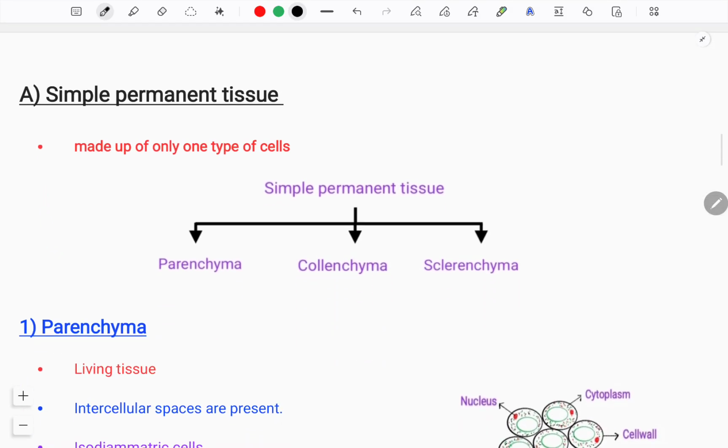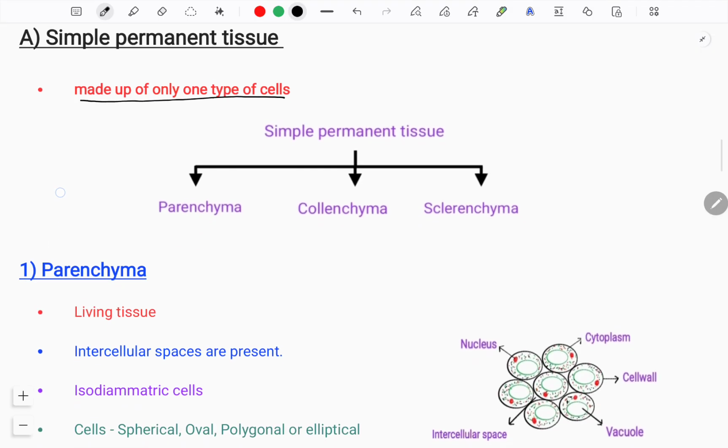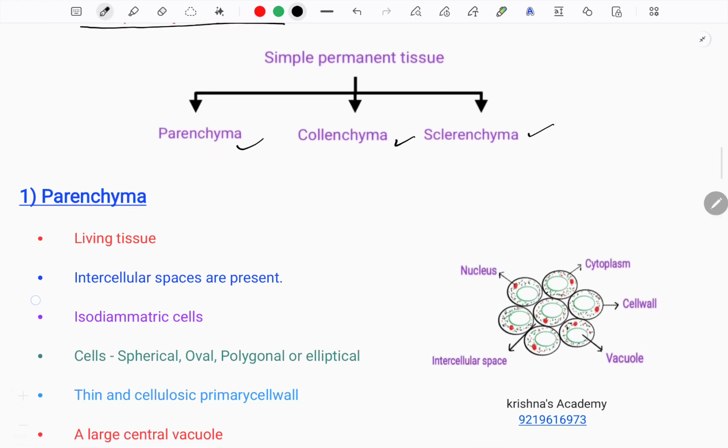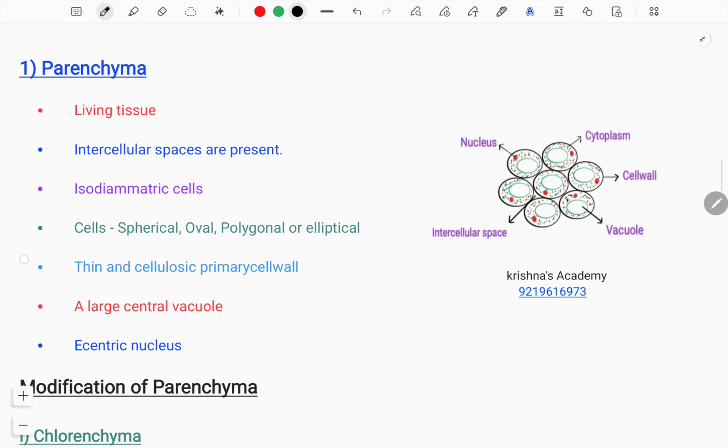The main property of this tissue is that it is made up of only one type of cell. Only one type of cell, which are similar in origin, structure, development, and function. And again, as we discussed already, simple permanent tissue is divided into parenchyma, collenchyma, and sclerenchyma. Now, the first one is parenchyma. The characteristic of parenchyma is that it is a living tissue.